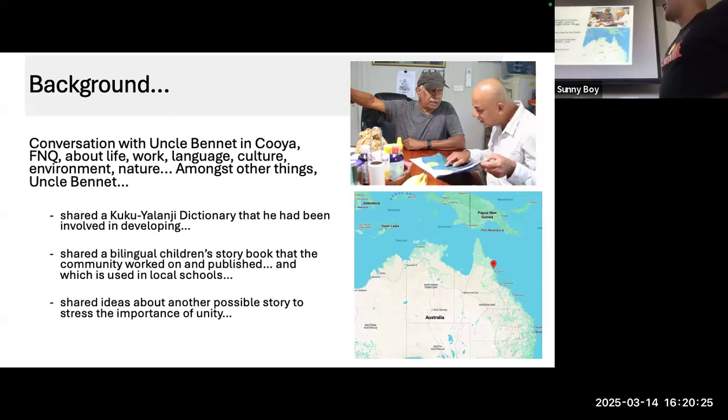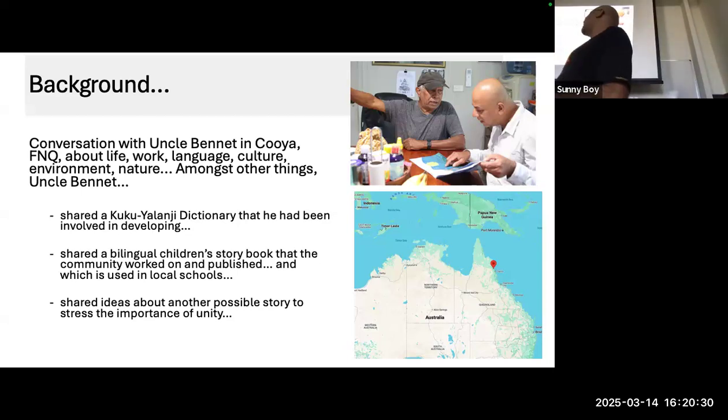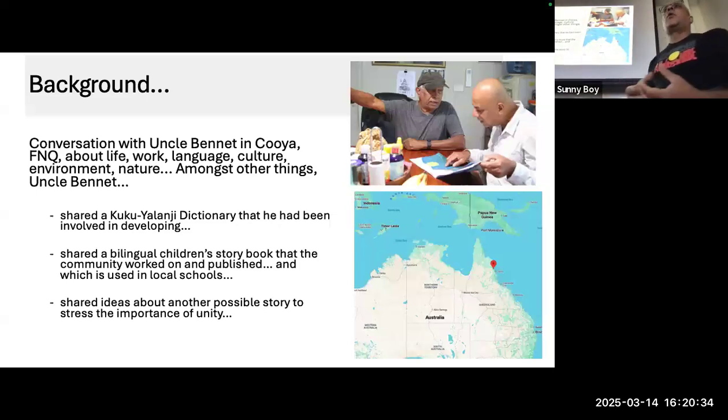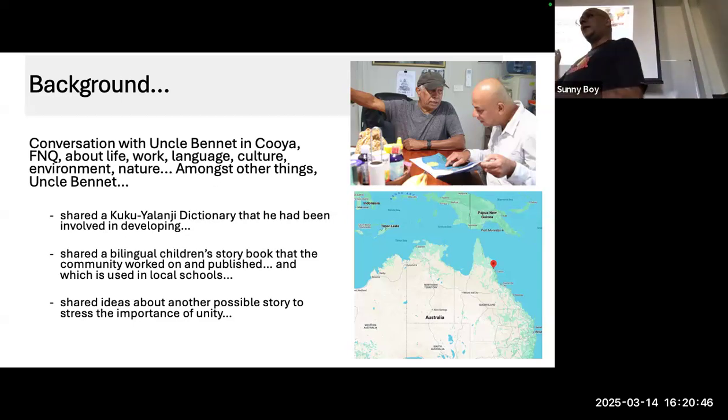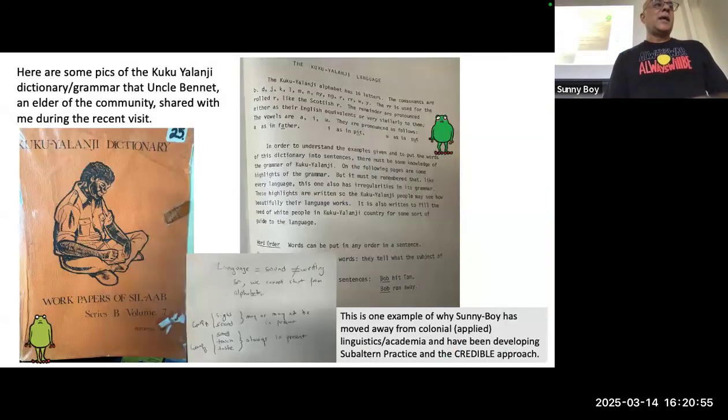And we talked about other possibilities. That's essentially the germination of the idea about how we need some sort of text that stresses the importance of unity, because within the indigenous communities, there are quite a few conflicts. There are conflicts within the family. There are lots of issues that need to be tackled, and getting people to think about finding ways to reunite is a place where we can all start. So that's where the seeds of the story were set. So this is the Kuku Yalanji dictionary that he showed.